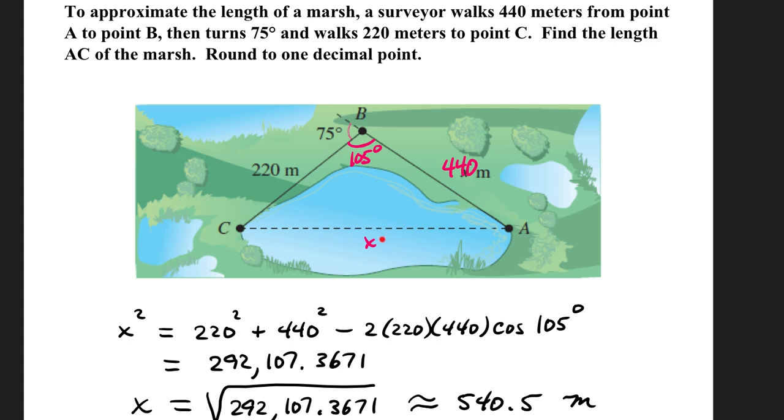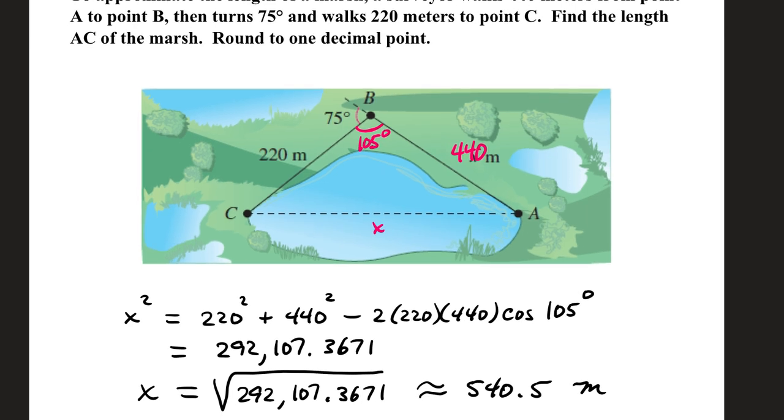The length from A to C, I just marked it with an X. That value squared is equal to our side length squared and added together minus the product of 2 times our sides times cosine of the angle in between. Okay, that comes out to a really huge value, 292,107 and some change. Be sure to square root that value. 540.5 meters, that's an approximation of the marsh.